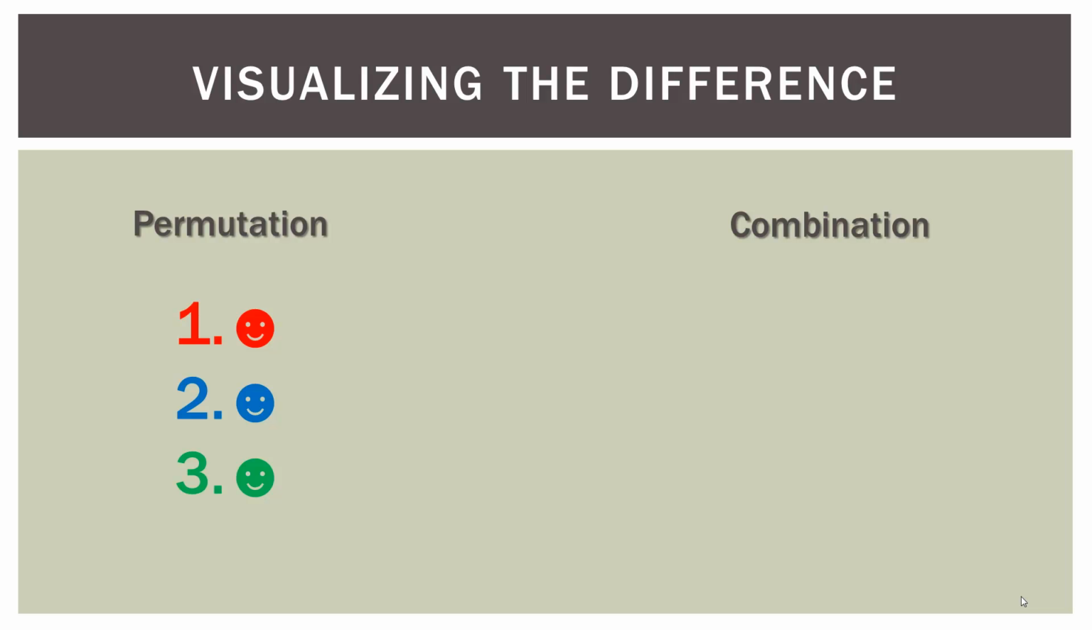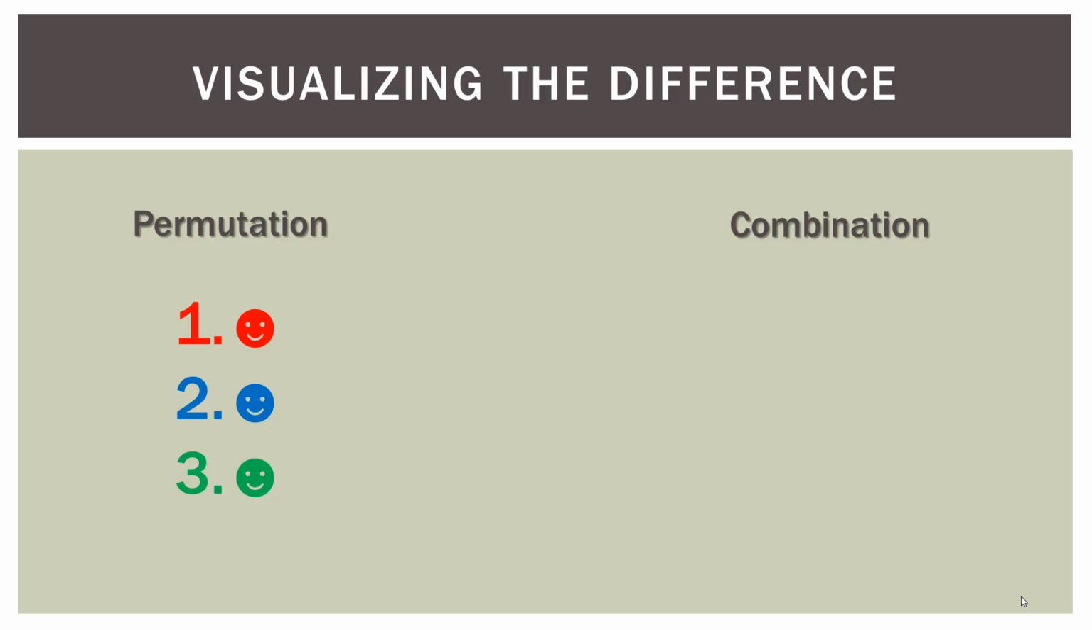Now, move on to the second slot. How many choices do we have? Well, we already put one of the smiley faces in the first slot, so we only have 2 left. So for the second slot, we have 2 choices. We fill that, and then we go to the third one. Now how many choices do we have? Well, we only have 1 left. So in the first slot we had 3 choices, in the second slot we had 2 choices, and in the third slot we had 1 choice.